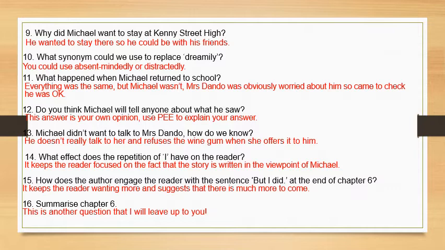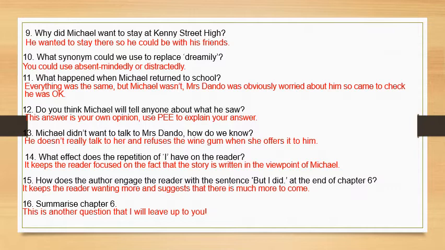Okay. 14. What effect does the repetition of I have on the reader? So it keeps the reader focused on the fact that the story is actually in the viewpoint of Michael. Okay, it's in the first person, so that's where you got that. How does the author engage the reader with the sentence, but I did, at the end of chapter 6? It keeps the reader wanting more and suggests there is much more to come in the story and in finding out more about the man who's living in the garage at Michael's house. Number 16, summarising the chapter. That one I will leave up to you. Okay, so again, tick, cross and correct.